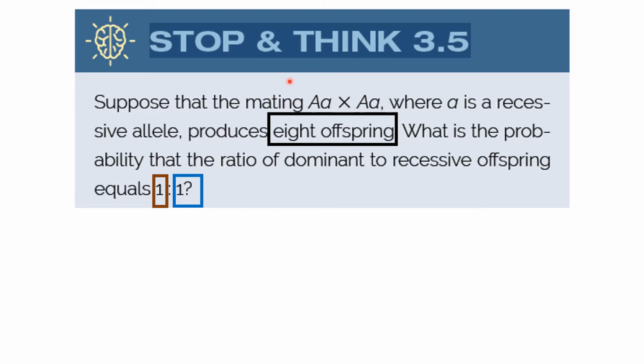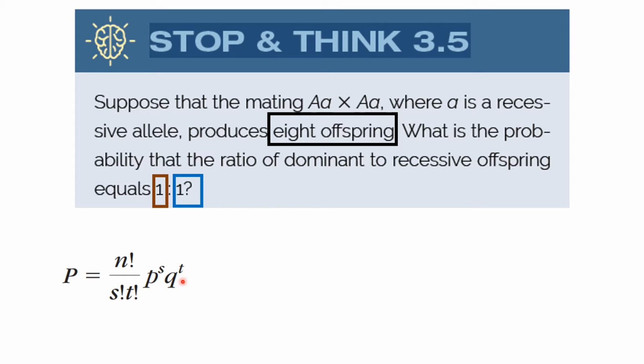Suppose that the mating of this monohybrid cross is between two heterozygous parents, and when you cross these two lines, where a is the recessive allele, they produce 8 offspring. What is the probability that the ratio of dominant to recessive offspring is equal to 1 to 1? If you go to the textbook, there is a very similar exercise, and the idea is that you have to apply this formula.